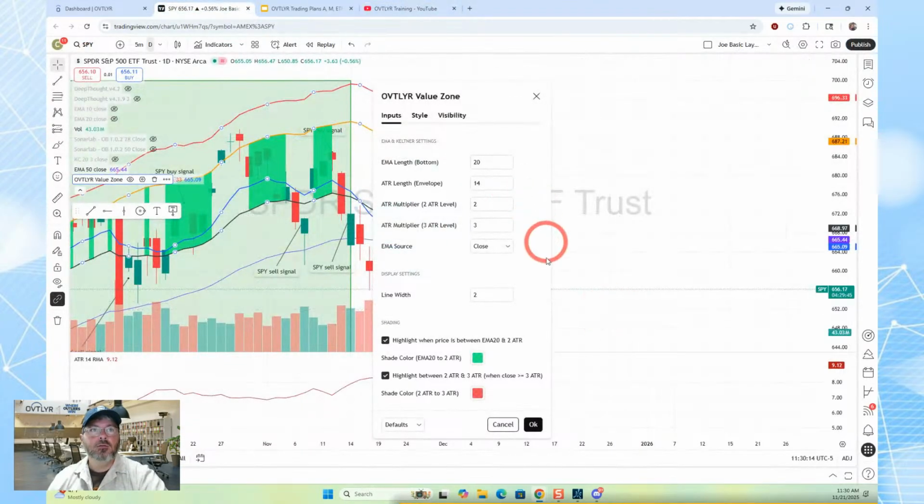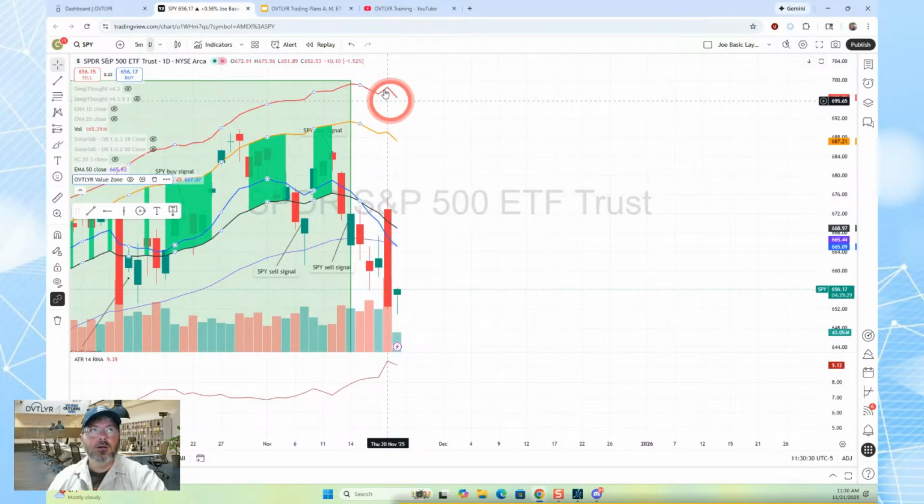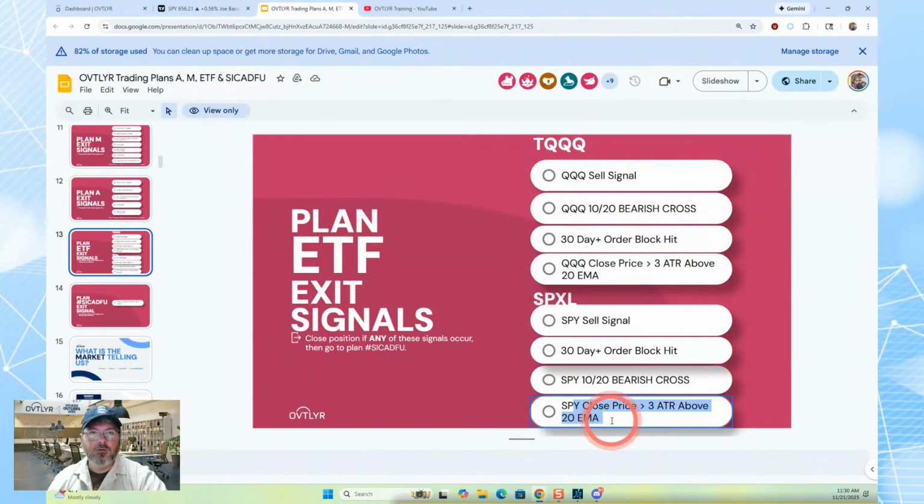Okay, so the settings for the value zone are right here. We were mentioning the 3 ATR above the 20. So that's this box here, the 3 ATR level against the 20 with an ATR of 14. The red line, 3 ATR above the 20. Well, we are nowhere near that price. We are way down here. So that signal would not be true. We would not exit based on that signal, but we would exit based on this signal and this signal. But again, you only need one. As soon as you get the first one, you would exit.